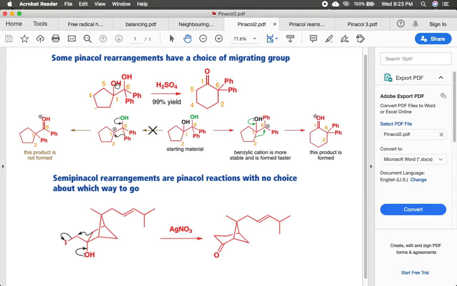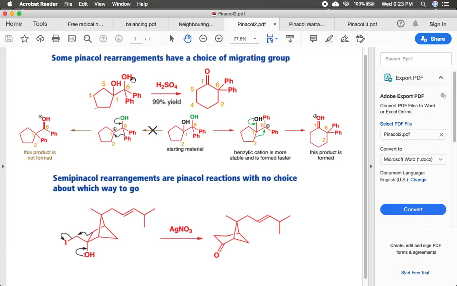The protonation of OH depends upon the stability of the carbocation that is formed. So we just have to decide. For example, if I protonate this OH, I'll get this carbocation. If I protonate this OH, I'll get this carbocation. So apparently this is a more stable carbocation than this. So for protonation, this OH is the best choice.